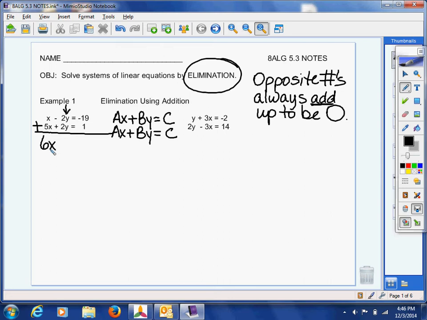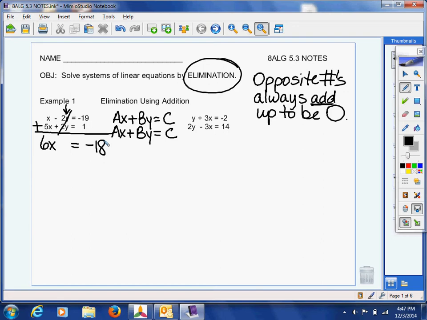What's negative 2y plus 2y? You're right. You should just cross those out. Those numbers are opposite numbers. We're going to end up with 0y, which in essence is just 0. Drop down your equal sign, and what's negative 19 plus 1? You're right, negative 18. So that's the beautiful part of elimination: the goal is to eliminate one of the variables. Look for opposite numbers.